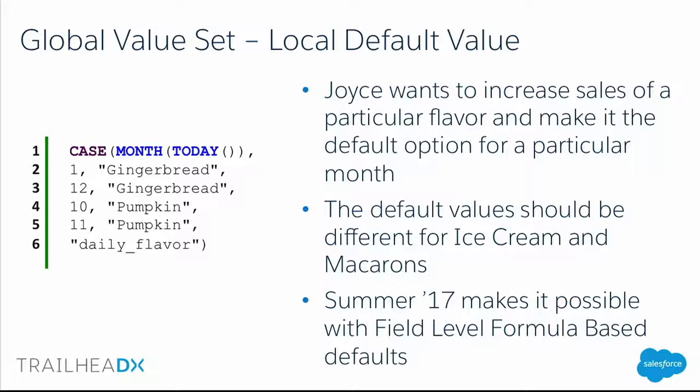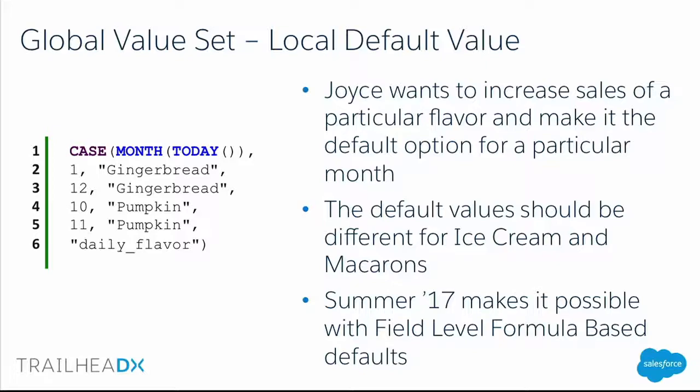So now, same as you do with numbers, text, and other types of fields, you can use a formula to specify your default value. And because you specify this on a field level, you can have fields that use the same global value set use different defaults. In my example, for instance, Joyce wants to have different flavors on promotion for the holiday season. She wants to have a gingerbread flavor for January and December, and pumpkin for October and November. And for any other day, she wants to use a daily flavor, whatever she specifies. So that's a way to use a formula.